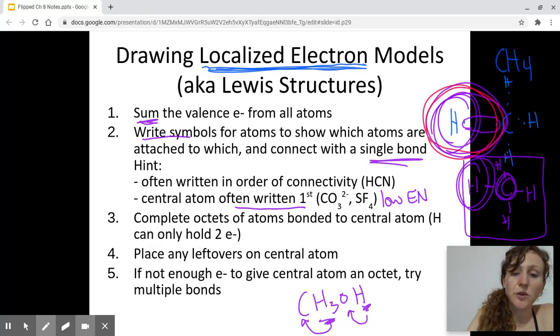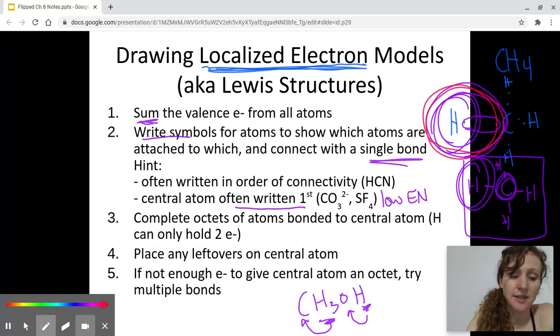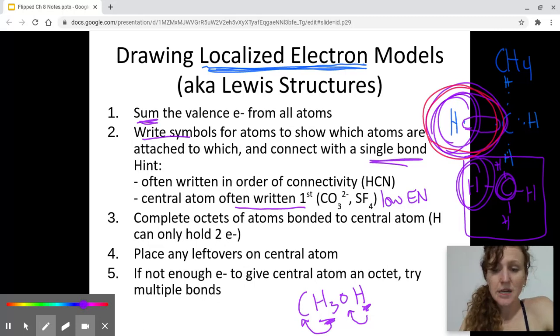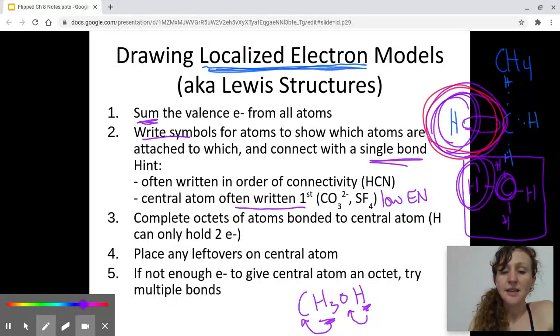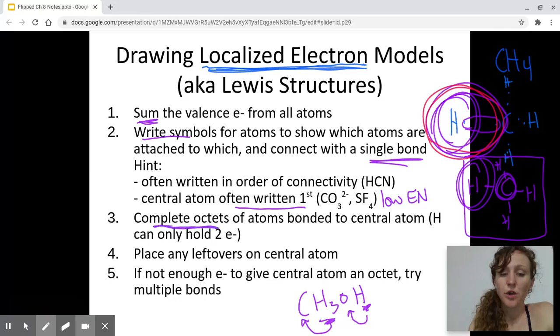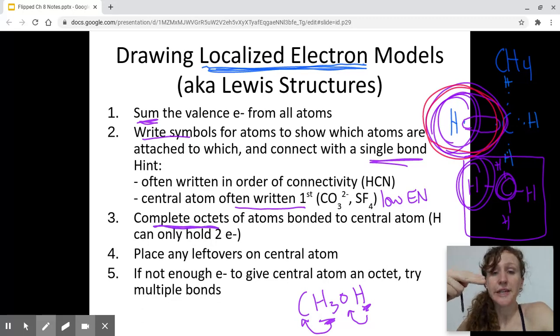All right, after you have connected everything with a single bond and determined which one's going to be your central atom, the next thing you want to do is complete the octets of atoms bonded to the central atom. This is also known as distributing electrons in pairs to things that need it. You're not going to distribute single electrons. You're going to distribute pairs of electrons. So you want to start from the outside of the molecule in and distribute pairs of electrons to anyone who doesn't already have 8.